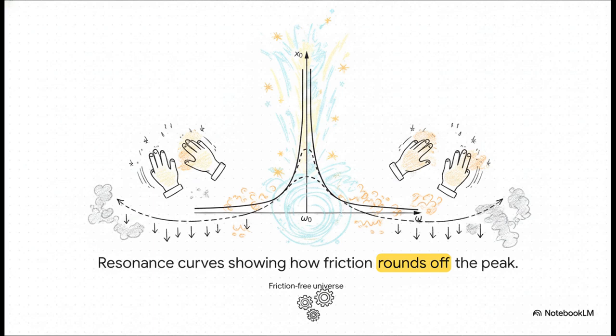But physical friction acts as a vital dampener. It bleeds off a little bit of energy during every single cycle. Friction rounds off that dangerous peak. The more friction you have, the lower and flatter that resonance curve becomes, which is exactly what keeps our physical systems from tearing themselves to shreds.